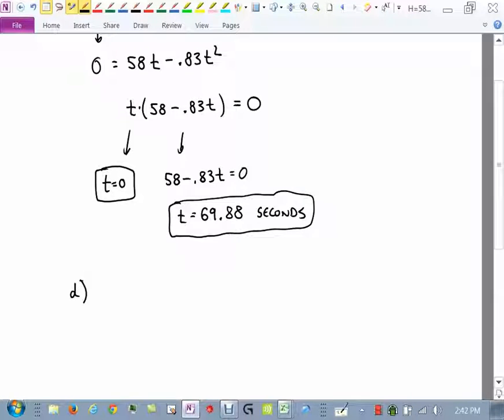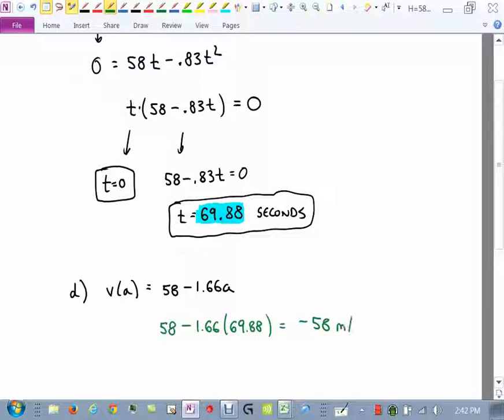So what we need to do to find the velocity when it hits the ground is take our velocity, v of a, which we said was 58 minus 1.66a, and we need to replace a with 69.88. When we do that, we get 58 minus 1.66 times 69.88. You should get about negative 58 meters per second. All right, that's it. So I hope that that makes sense.